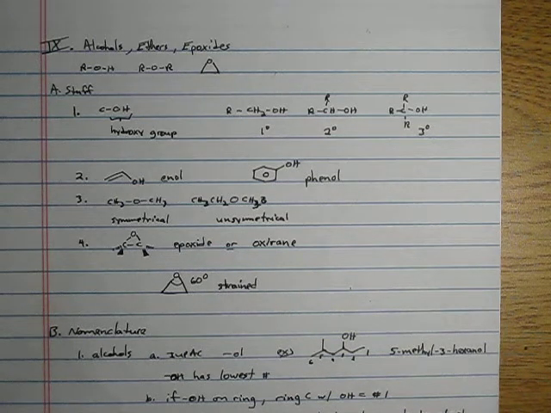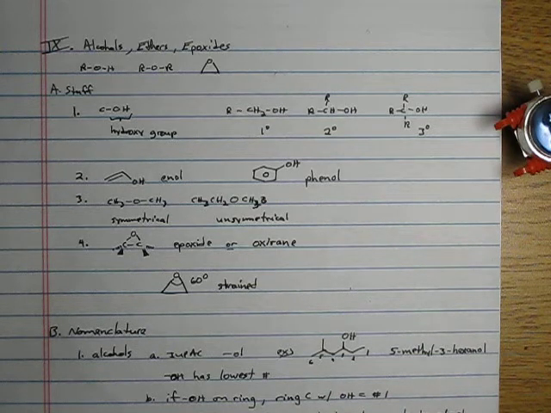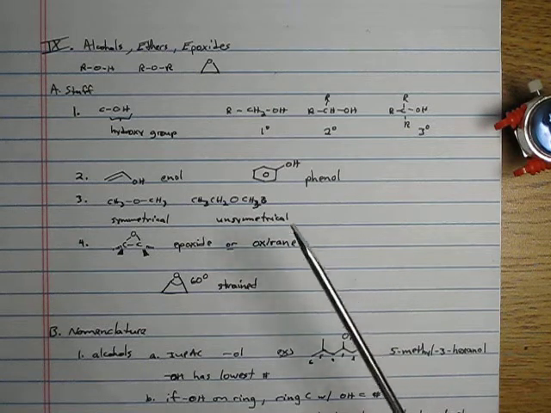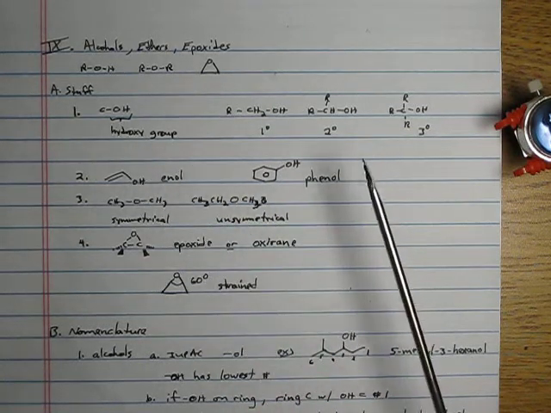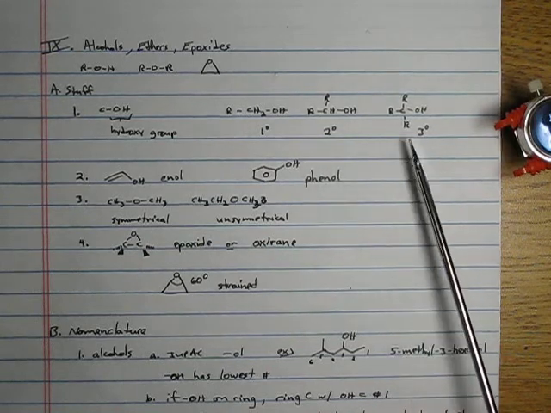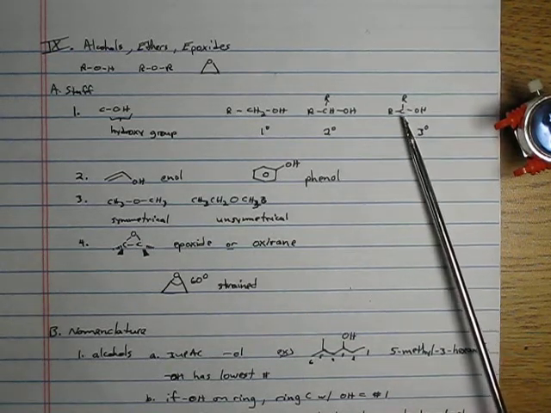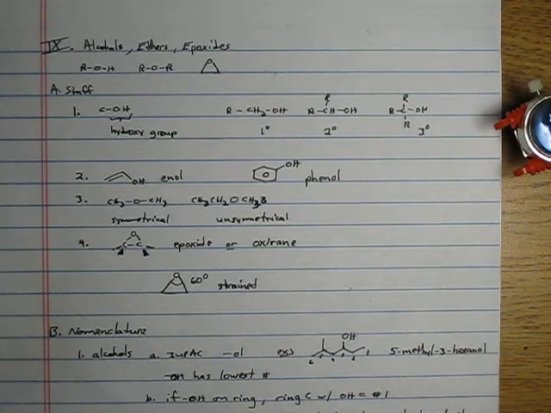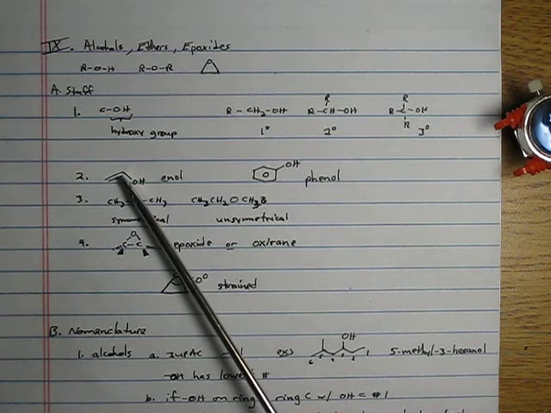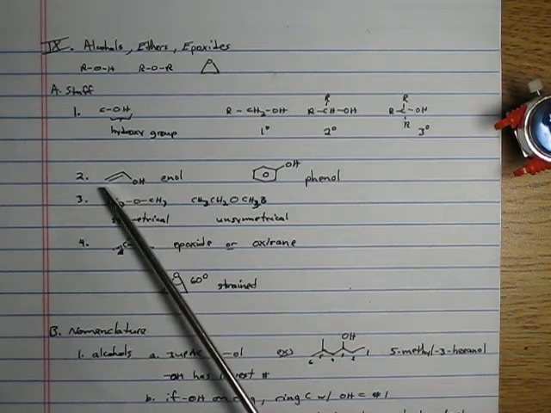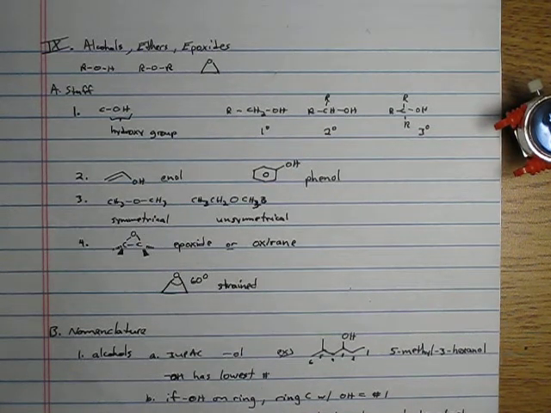So, alcohols, ethers, and epoxides. Let's just go over some general stuff. Recall, alcohols have the hydroxy group. We have primary, secondary, tertiary alcohols based off of the number of R groups bonded to the carbon that is bonded to the oxygen. A few other things, if the carbon containing the oxygen is also double bonded to another carbon, we call that an enol, more on that later.